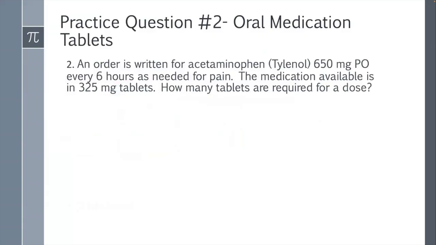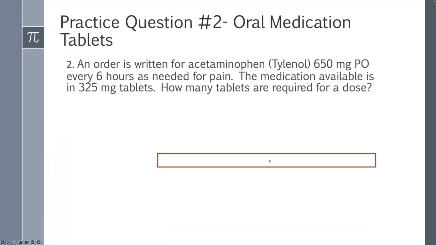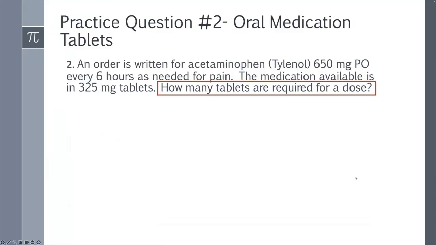Number 2, an order is written for acetaminophen, Tylenol, 650 milligrams PO every 6 hours as needed for pain. The medication available is 325 milligram tablets. How many tablets are required for a dose? I read my entire problem. I identified my stem. They want to know how many tablets per dose. So start with my line. Tablets are going to be in my numerator, and dose is going to be in my denominator.